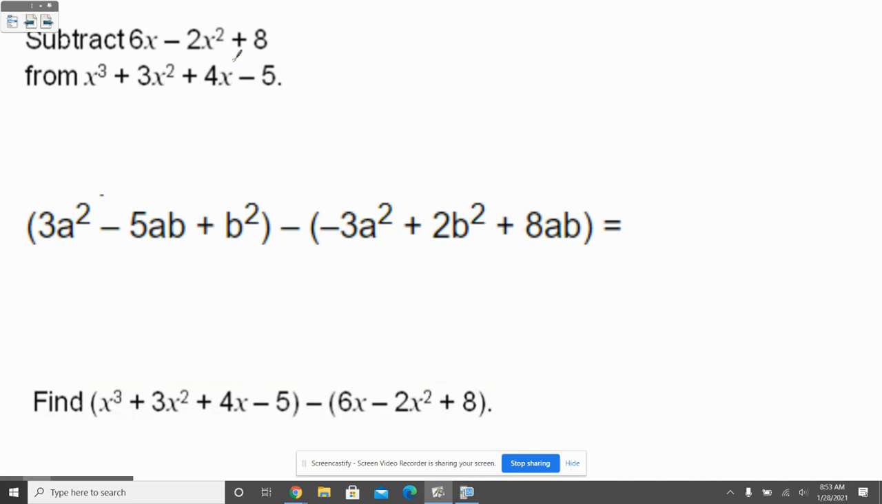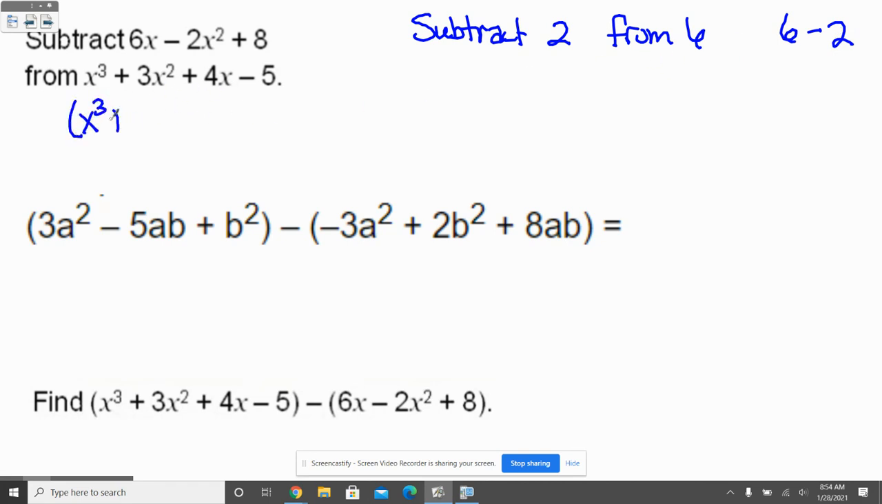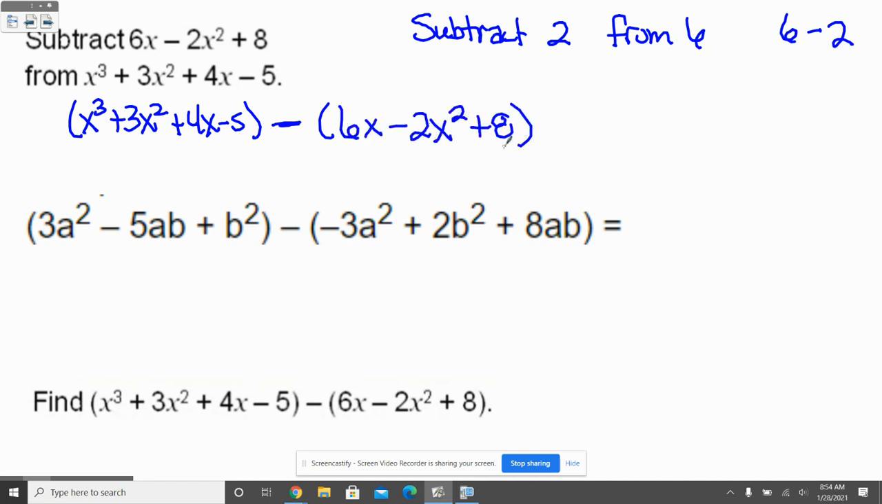If you're looking at something like this that seems confusing, make it a simpler question. If I tell you to subtract 2 from 6, what are you going to do? You're going to take 6 and then you're going to subtract the 2. So you're starting here with this x cubed plus 3x squared plus 4x minus 5. From that, you will subtract this piece, the 6x minus 2x squared plus 8. So that's where that order comes in. And now here are your options with how you want to handle it. You can subtract each piece or distribute the negative.